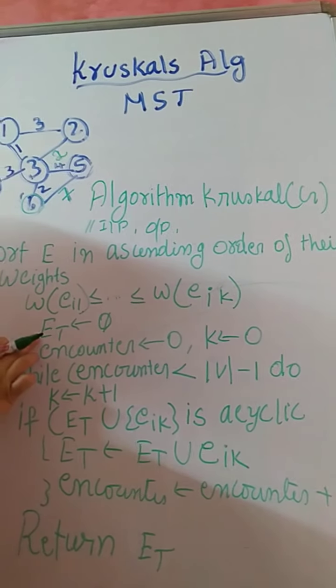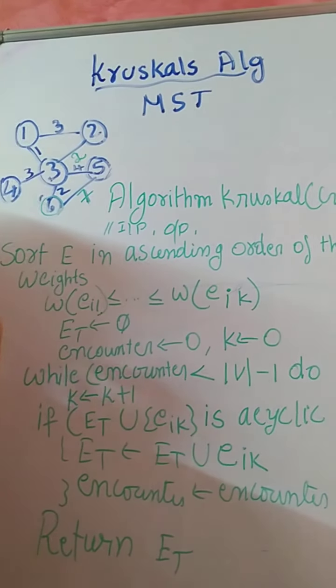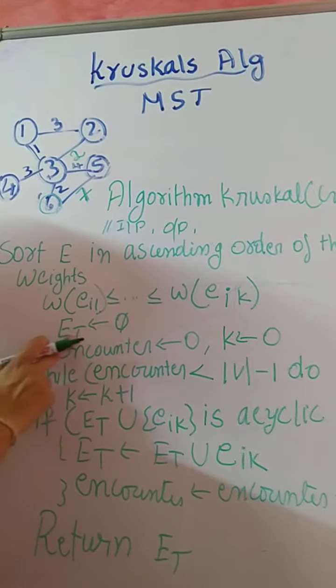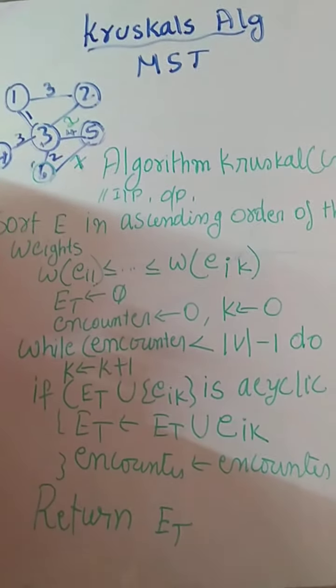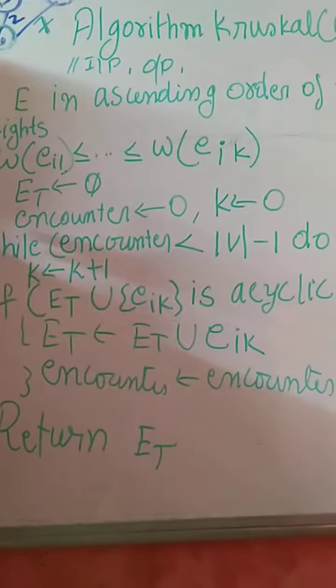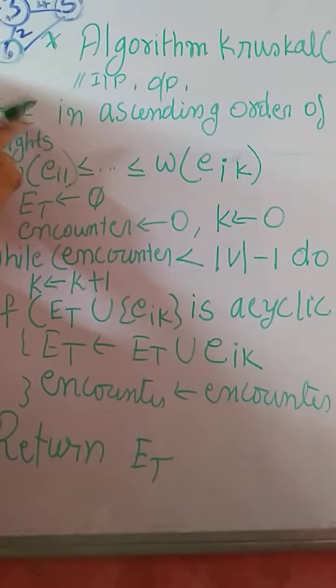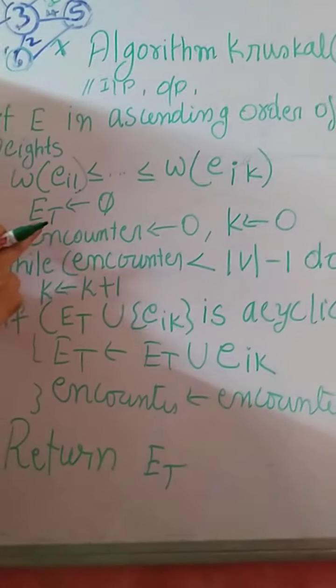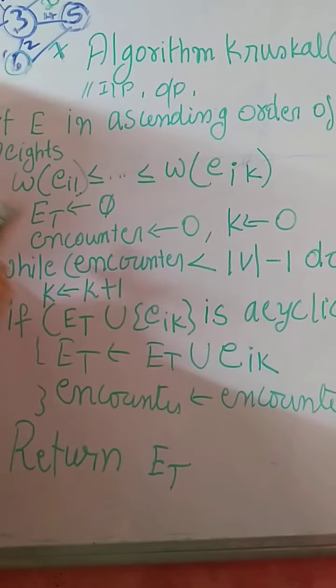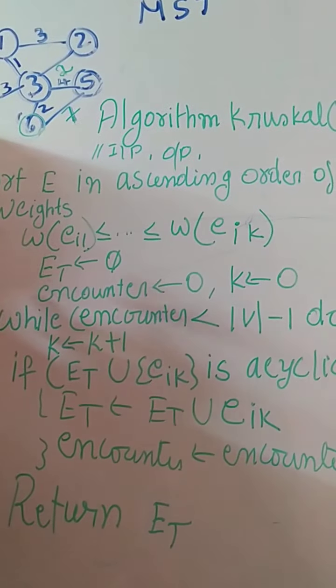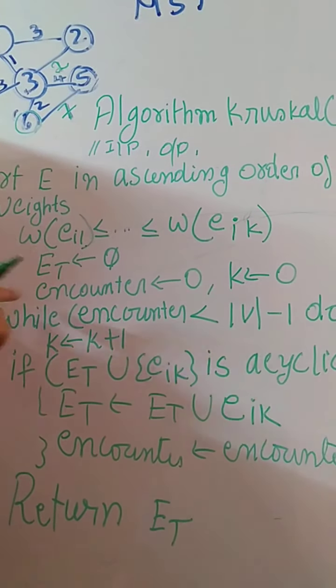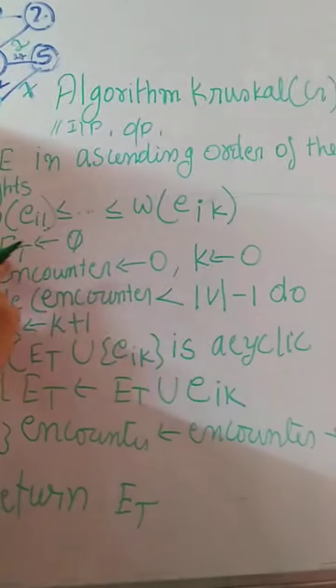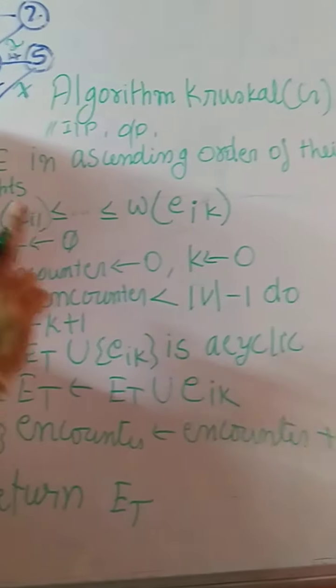So initially ET, what is ET? What does E represent? The set of all the edges. What does ET represent? The set of the edges in the minimum spanning tree, in the MST. Initially none of the edges will be selected, so initially it will be empty.